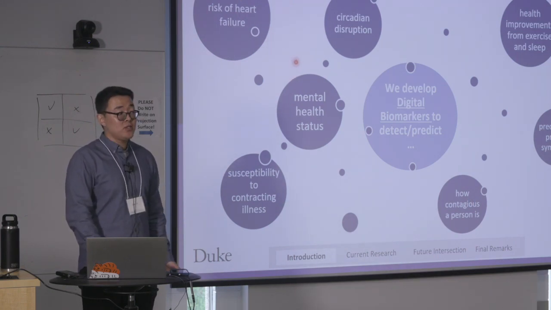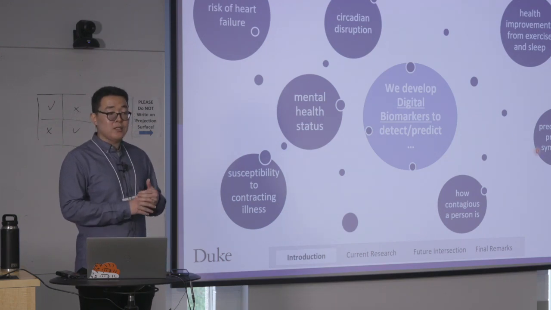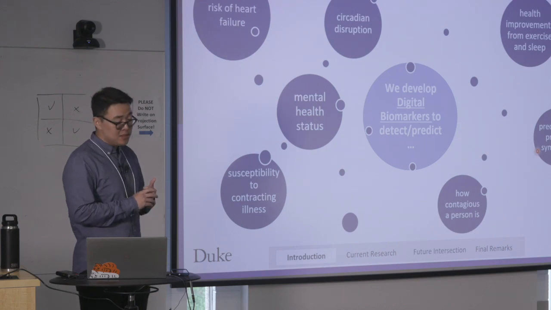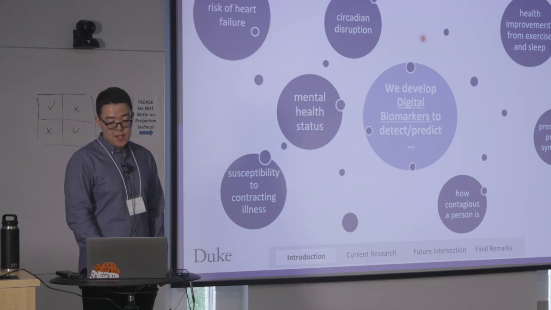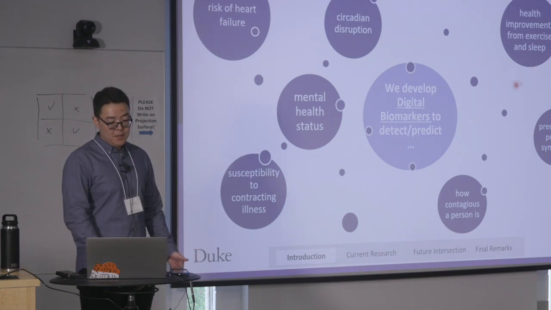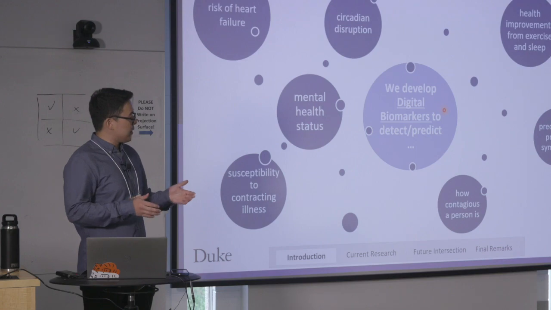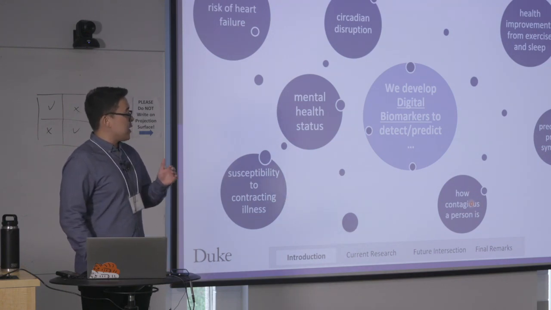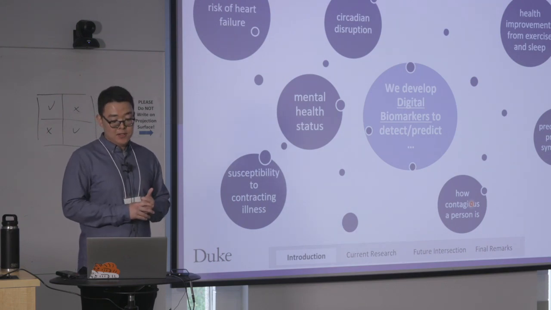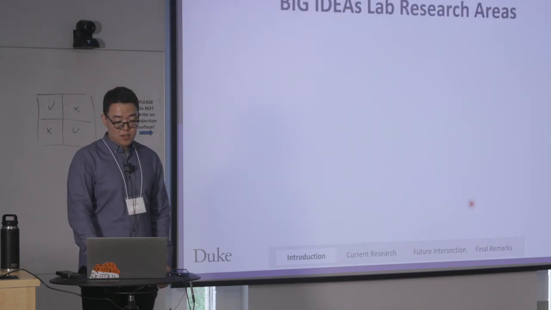In terms of what our lab's research focuses on, my initial interest was in cardiometabolic disease detection, looking into the risk of heart failure, and how prediabetes occurs prior to any symptom development. Some of my peers are working on research in the sleep space, looking at circadian disruption, especially for night shift workers, and how we can improve exercise and sleep. In the past couple of years, I've been focused on susceptibility of contracting illness, and determining how we can detect illness prior to symptom onset. That's the main focus of my personal research.